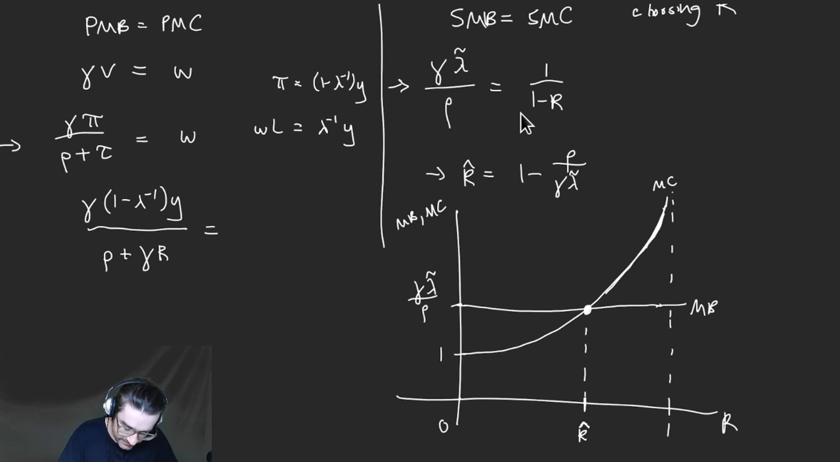So on the left, we plugged in for pi, and then on the right, we plug in for W, moving that L over. WP. Yeah, it should be. Yeah, no, it's WP. You're right.